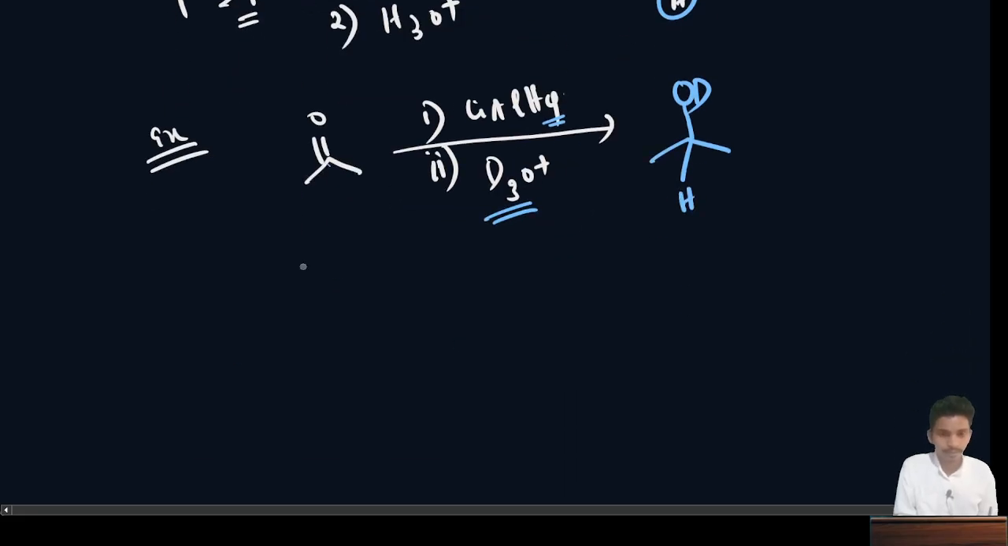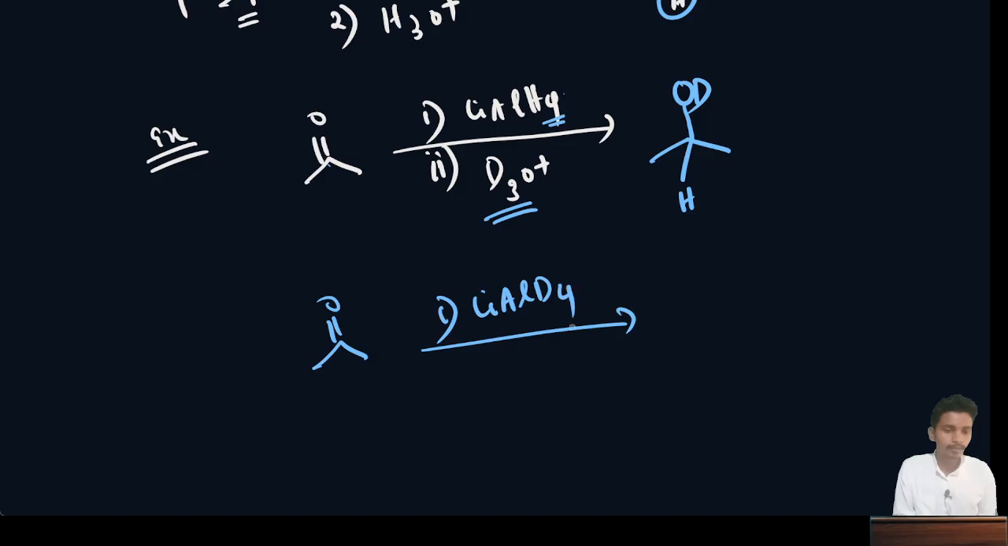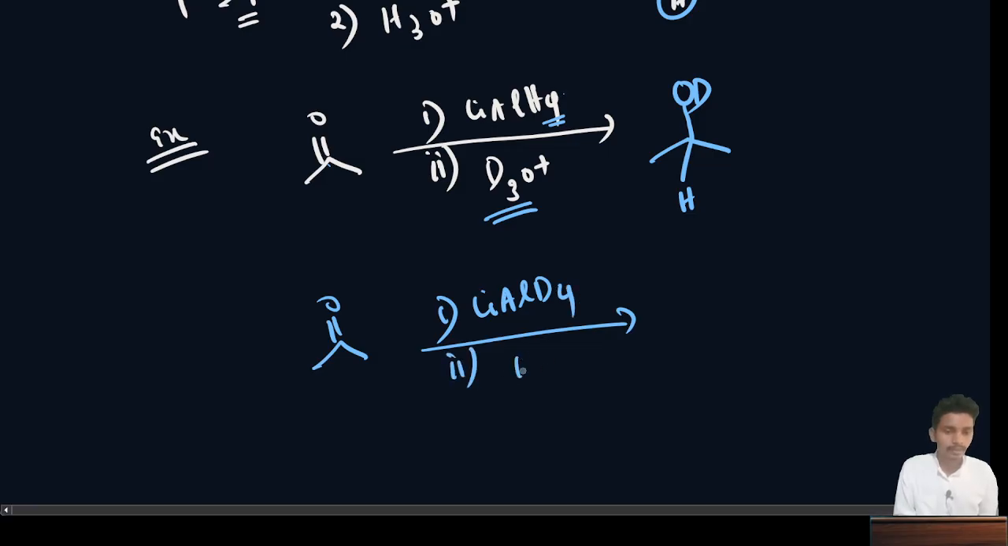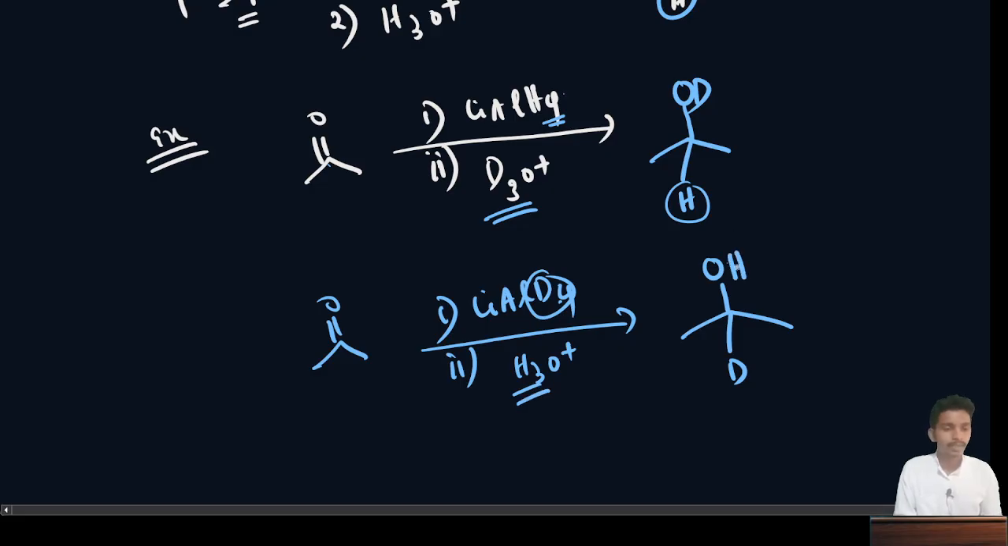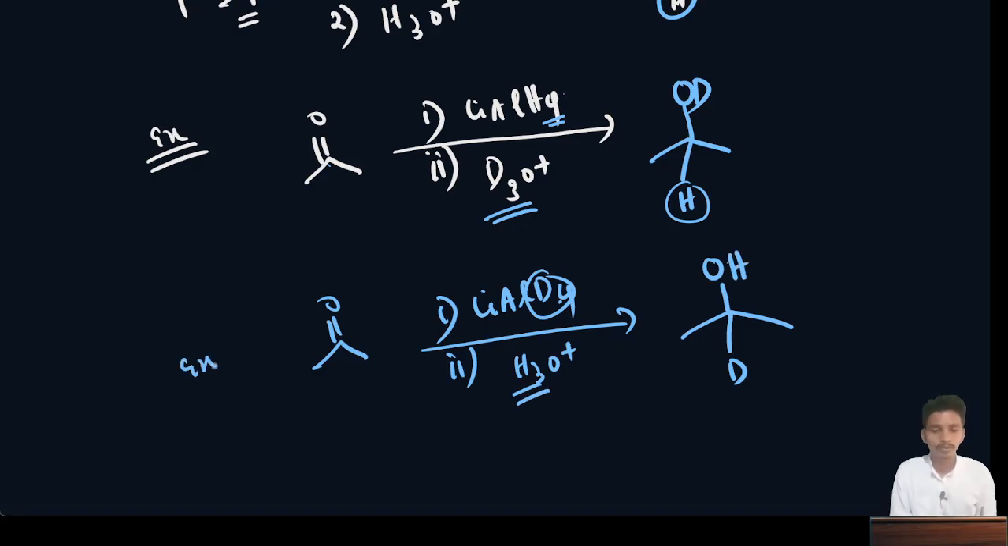Okay, similarly if the question is like this, let's say lithium aluminum D4 and this is H3O plus. For this case what will happen is that the bonded atom will come from here, so here is D, so here will be the D, and this will be O, and this H comes from this hydrolysis, so here will be the H. Okay, so this we have to remember.